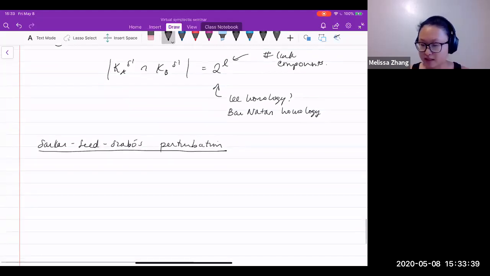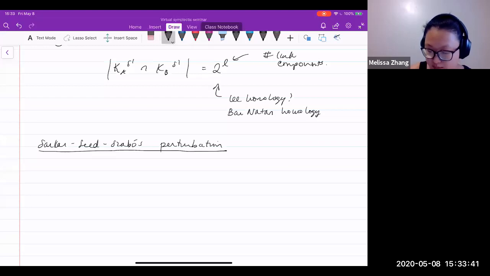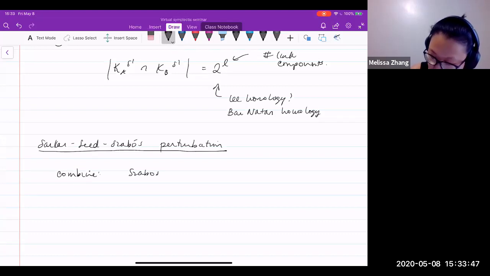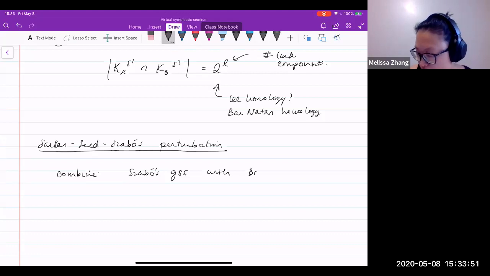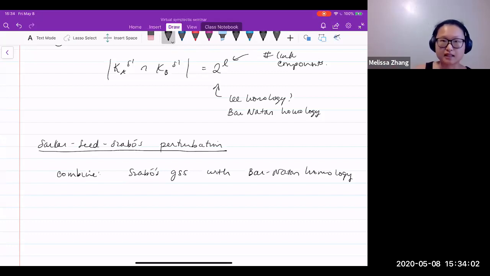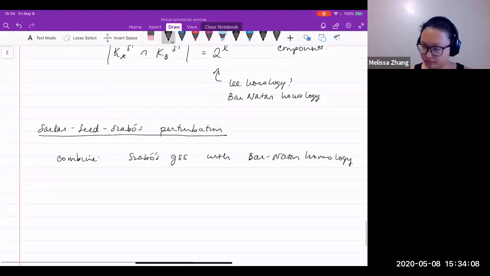So this is a perturbation of Szabó's geometric spectral sequence. So you really want to combine Szabó's geometric spectral sequence with ideas behind Bar-Natan homology. One way to think about Bar-Natan homology is that you're changing your Frobenius algebra, but another way is to just say you have your original theory and you just add some differentials.